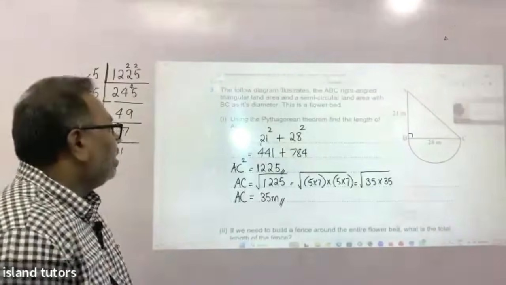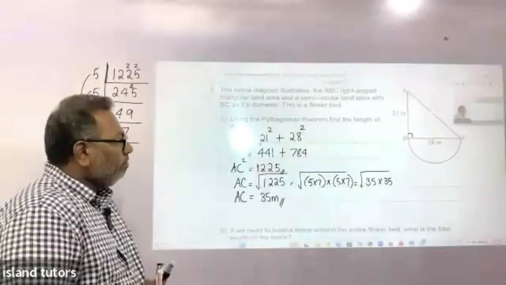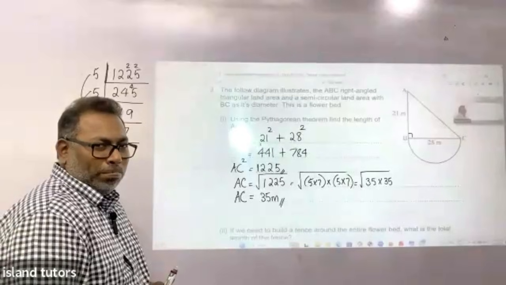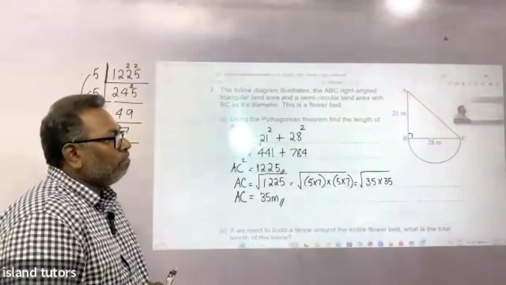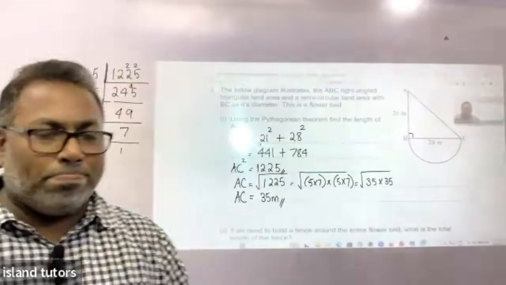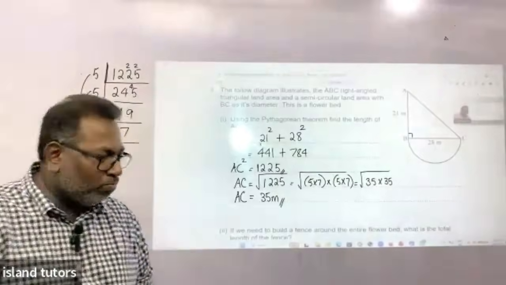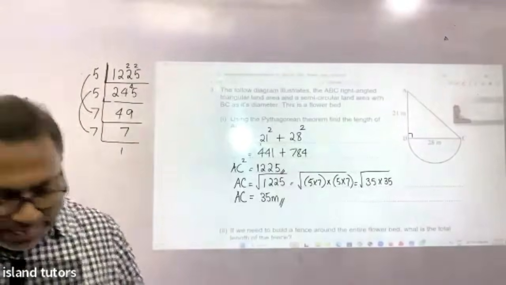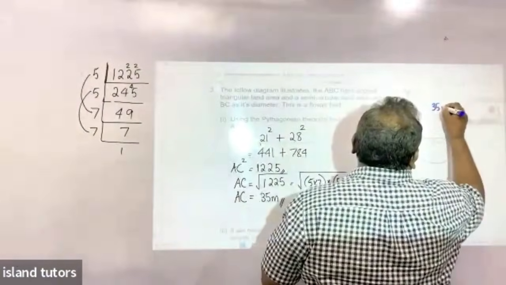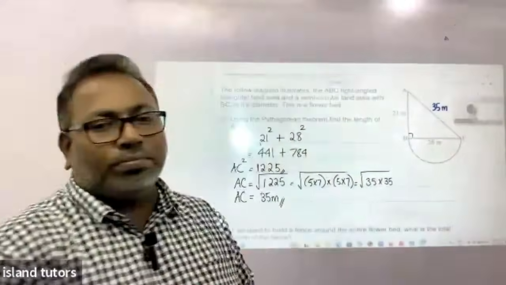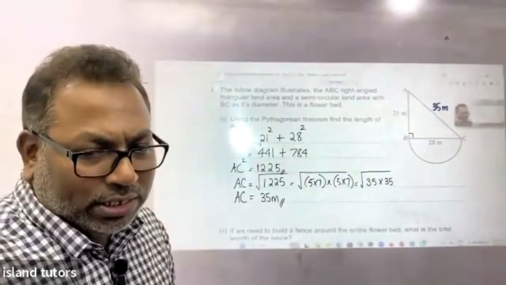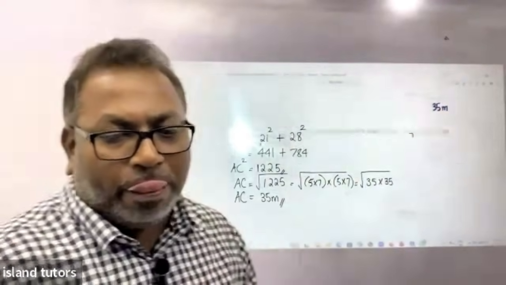Using the Pythagorean theorem, find the length of AC. Okay. So we'll write that down. We'll put the length here, 35 meters. All right. Now, going on to the next bit.